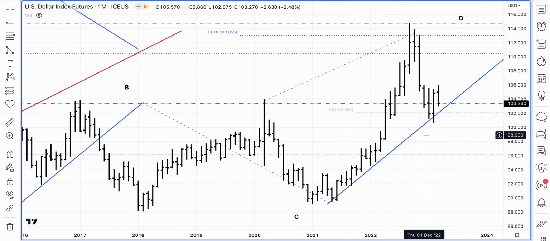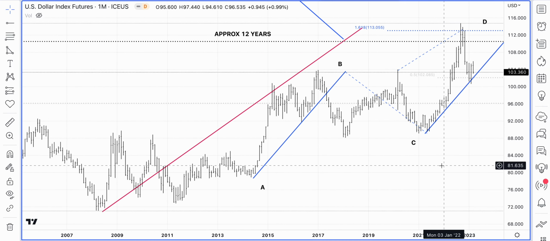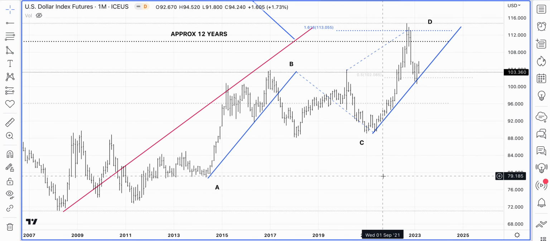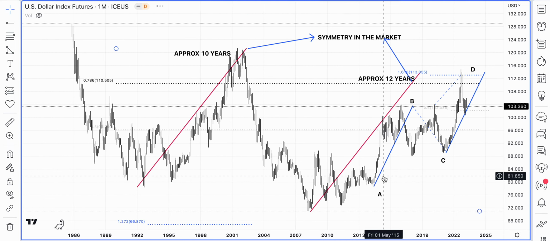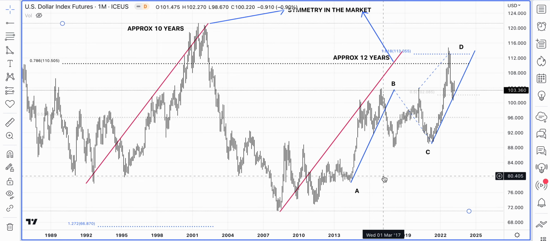On the monthly longer term chart, I'm not going to go into the details, as there's a separate video done for it. You guys can have a look at that video. I'll try to also post a link to that.